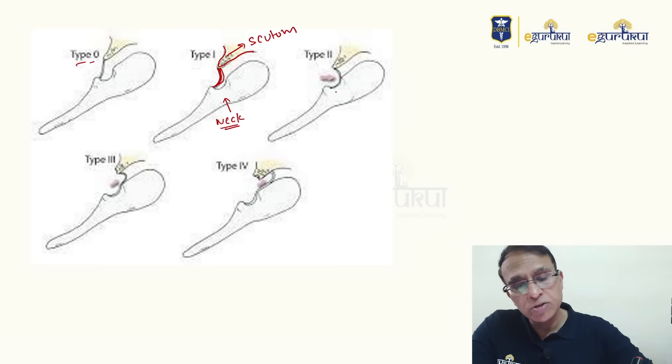In grade 2, see, it is going up to the neck of malleus. This is a tympanic membrane retracted up to the neck of malleus, but this scutum has no erosion at all, isn't it? So this is grade 2.